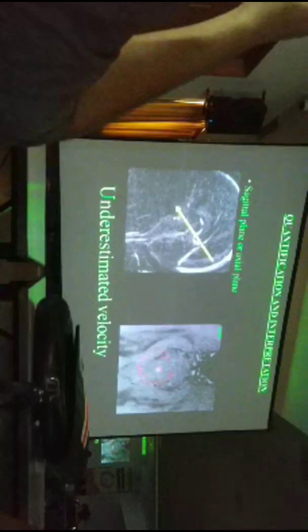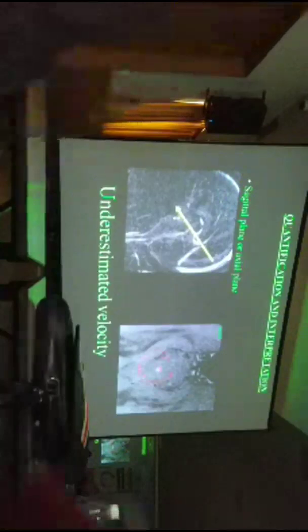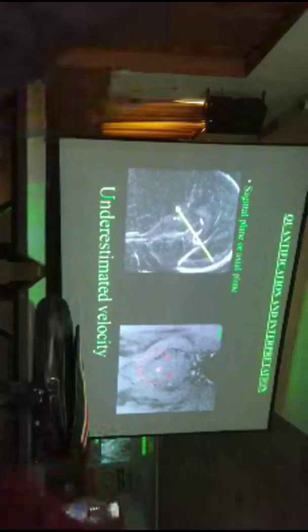How to plan? You have to plan perpendicular to the aqueduct. The aqueduct is oriented like this, so you have to plan exactly perpendicular to that so that you will get the exact value. If you are doing something like this, then you may not get a true velocity of the CSF flow. So this is very important. One is the bend, and the second one is perpendicular to the flow.